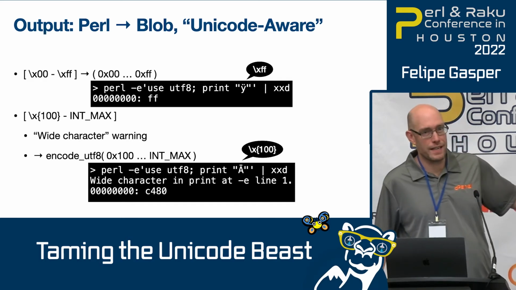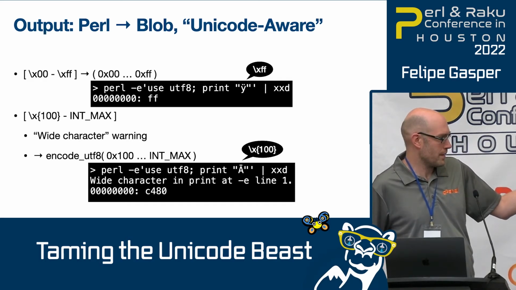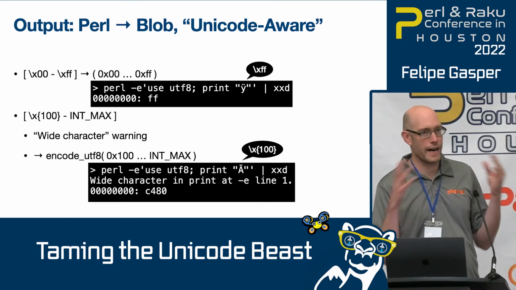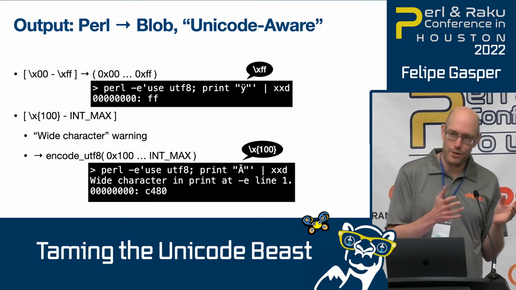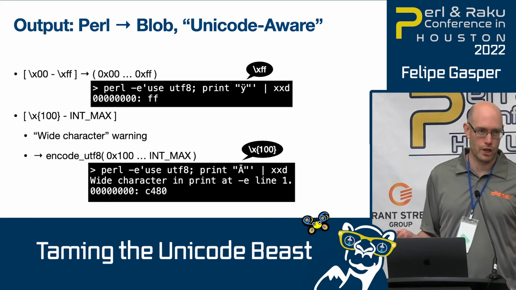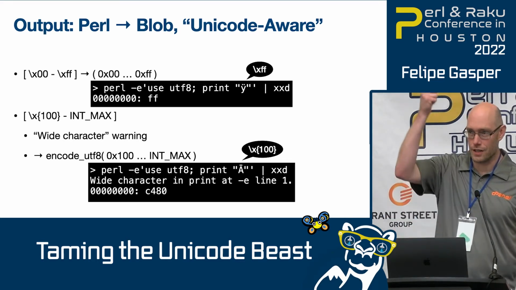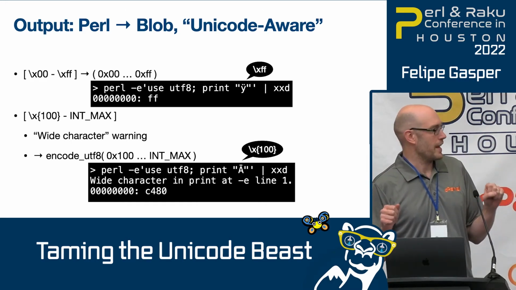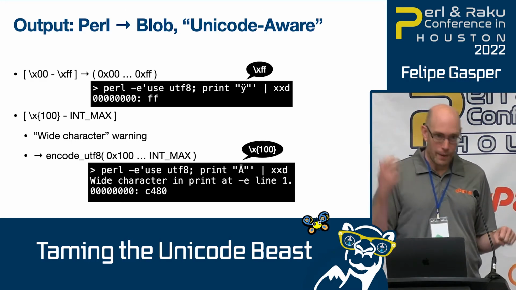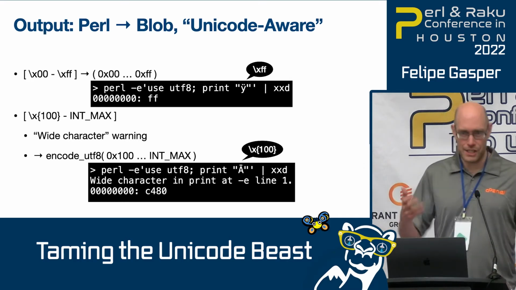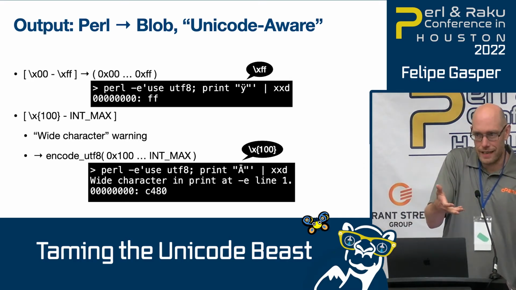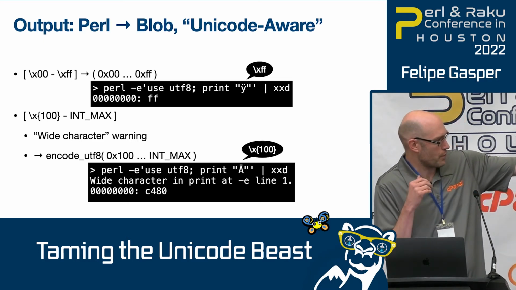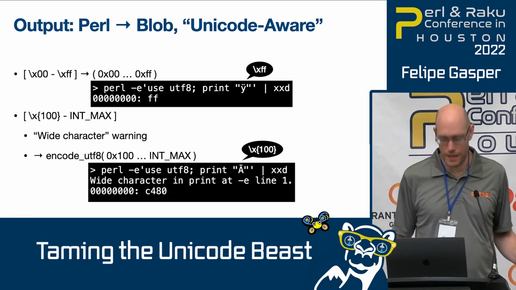If your code point is above 255, then Perl is going to warn you. It's going to say, I've got a wide character. And what that wide character warning tells you is you forgot to encode. You forgot to convert these character strings to a byte string. And so I'm going to warn you about that. But Perl being Perl, it's still going to try to do something it hopes is useful anyway. And so it's going to UTF-8 encode for you. Why not? UTF-8's a great encoding.